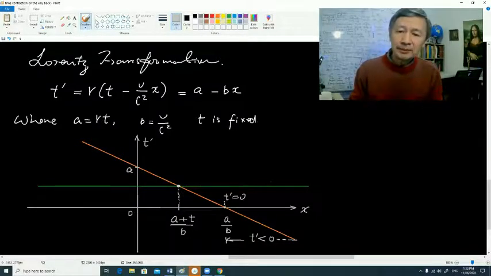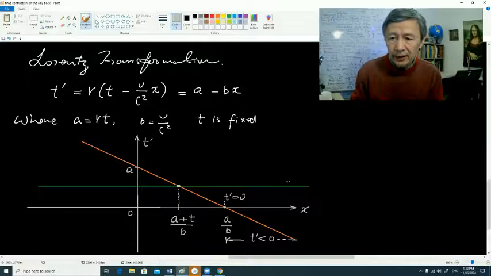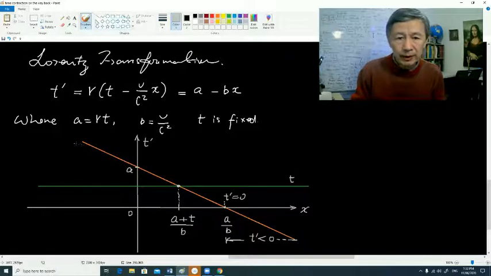So what does that mean? Can we enable this curve before we go further? The green line will represent t, and the orange one will represent t prime.